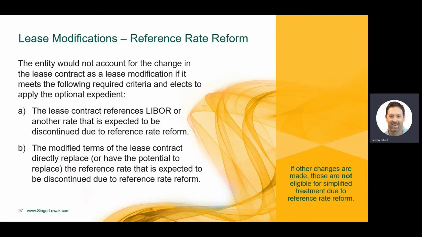ASC Topic 848 basically says that if a contract is modified simply to switch from LIBOR to another reference rate, then the parties can bypass the lease modification analysis. This is a huge time saver. The key is that there cannot be any other substantive changes. That means some minor stuff could change, like the address or an executive's name, but nothing important that would change the rights under the lease. If the lease is modified and some important things are changed beyond the reference rate, then it must go through lease modification analysis.